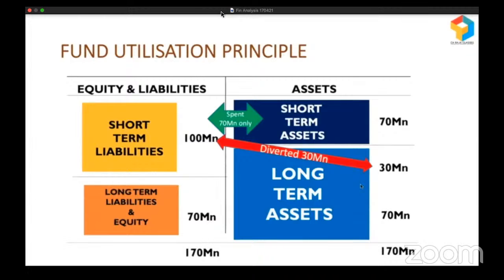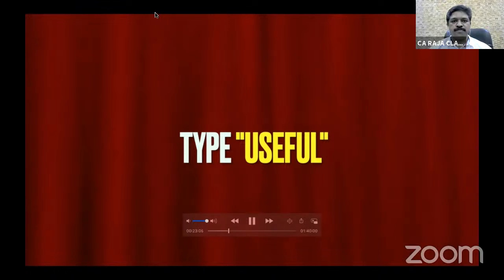Okay. So here there is a diversion of 30 million, and this 70 million they have used for a long-term purpose only. That's okay, but the blunder, the mistake, the sin committed here is diversion of 30 million short-term funds for long-term purpose. Okay.